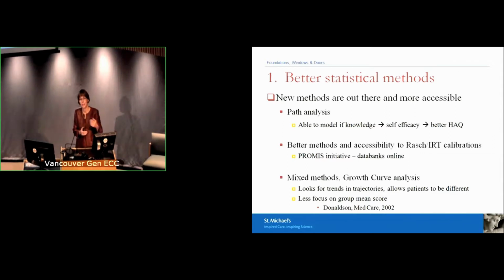And there's things like mixed methods and growth curve analyses that are available on the standard software, on SPSS and SAS, so that we can look for trends and trajectories and allow our patients to be different. So there's less focus on a group mean change score, and you start looking for the nuances of, are there certain patients that change more or less than other patients? And let me show you an example.